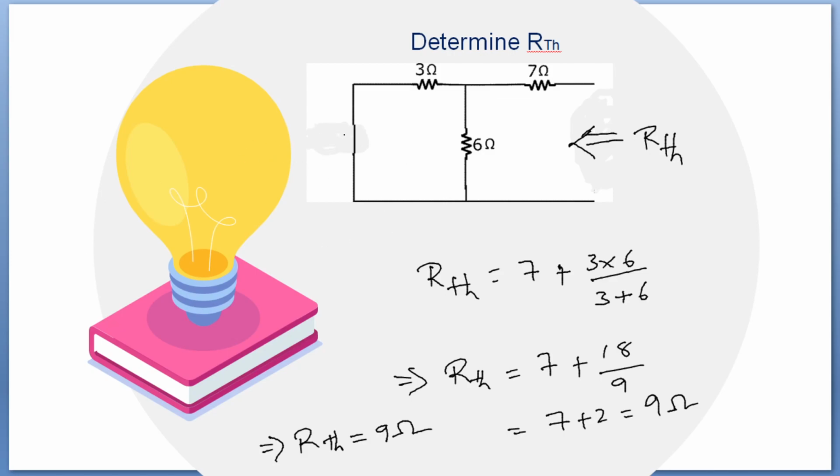We have to short circuit the voltage source and, looking into the network, determine R Thevenin.